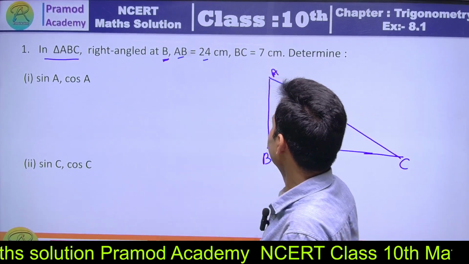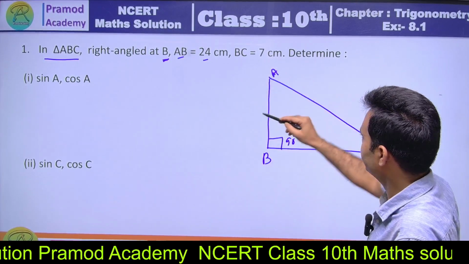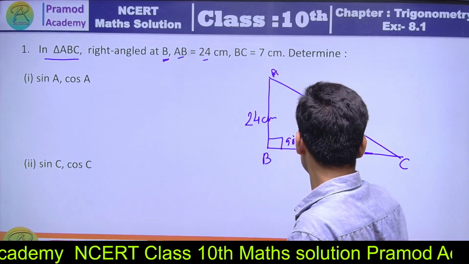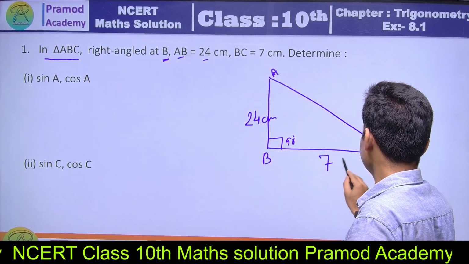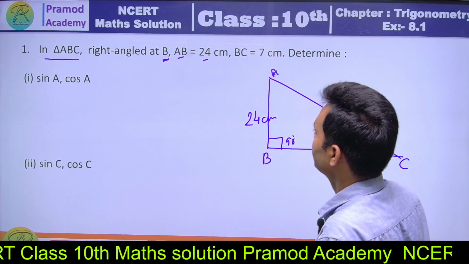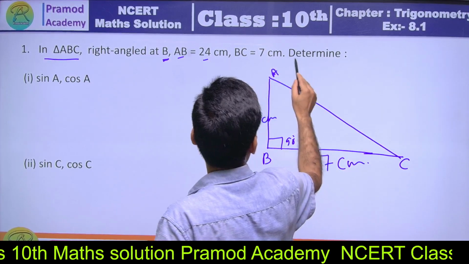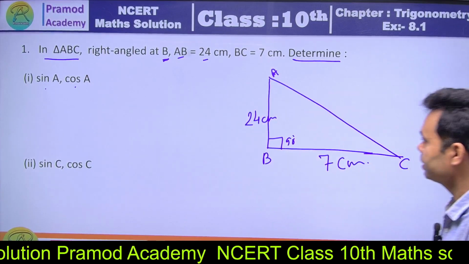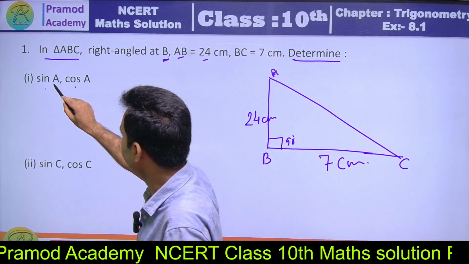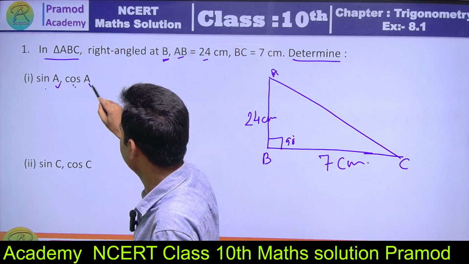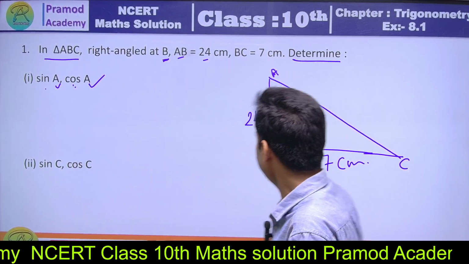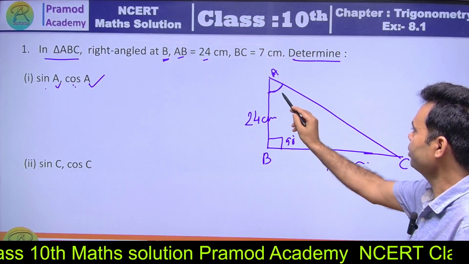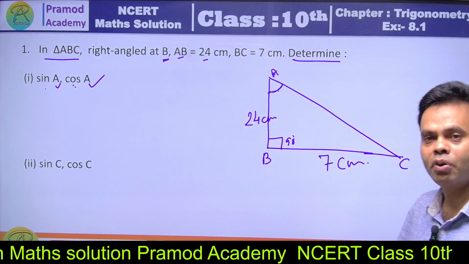AB is equal to 24 centimeters, and BC is equal to 7 centimeters. Then determine sin A and cos A. So for sin A and cos A, the angle is A. I have to take this angle A, and according to this angle, I have to solve this problem.